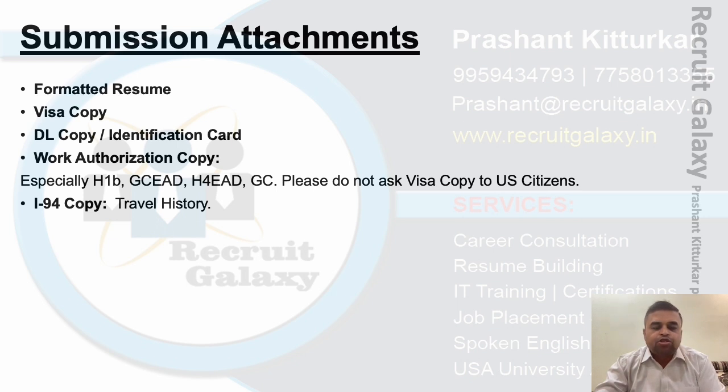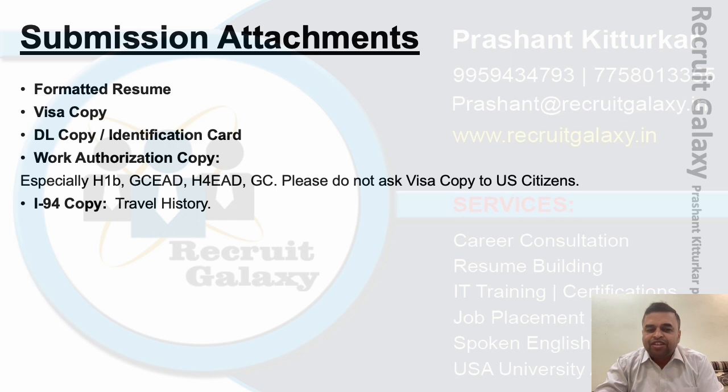American citizens will most probably not provide you a visa copy. Other than that, everybody will provide. DL copy means driving license copy. If the candidate does not have a driving license, they have an identification card. They will send you a copy of that to validate the photograph as well as their date of birth. After that, the work authorization copy: you already know, visa copy and work authorization copy are the same. Especially for H1B, GC, EAD, H4 EAD or GC, please do not ask US citizens for a visa copy.